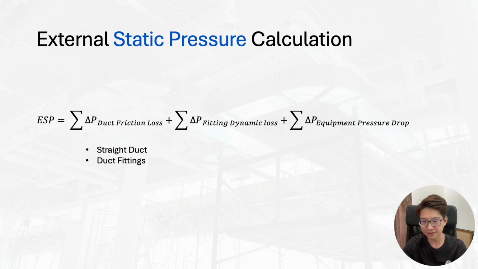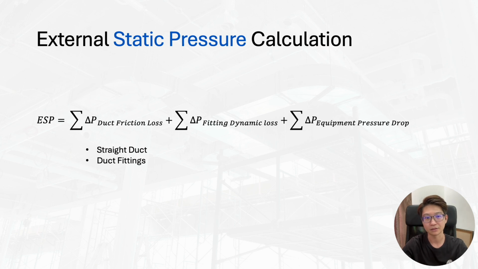But actually, duct fittings also have friction loss. They are also made of metal, no? They also have surface. So when you pass through some fitting, for example an elbow or some duct reducer, they also have friction. So when we calculate this duct friction loss, we actually need to measure the length, including also the duct fittings. We cannot just measure straight duct and exclude the elbow. No, we have to measure the whole stretch. Then we calculate from there.